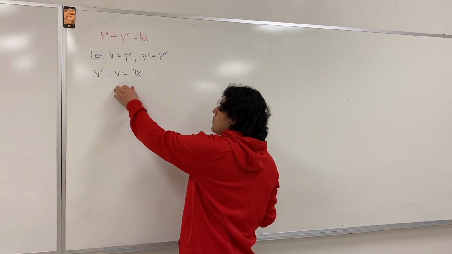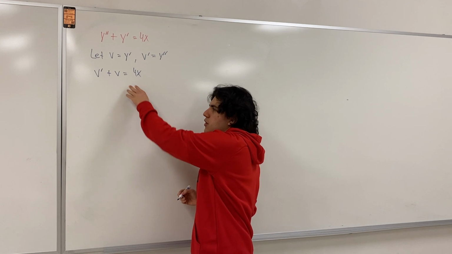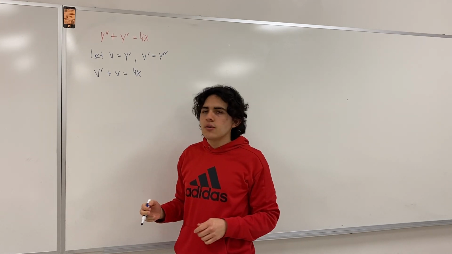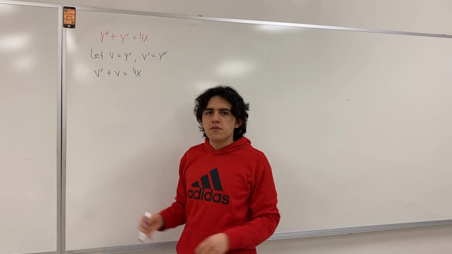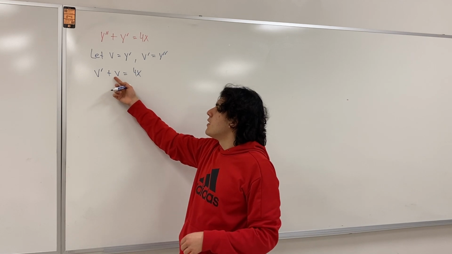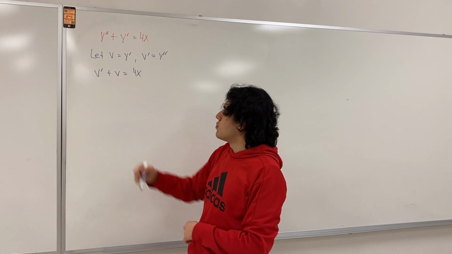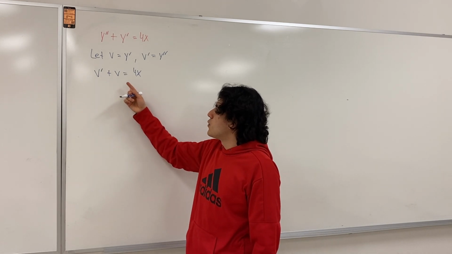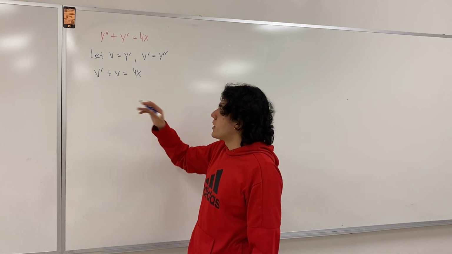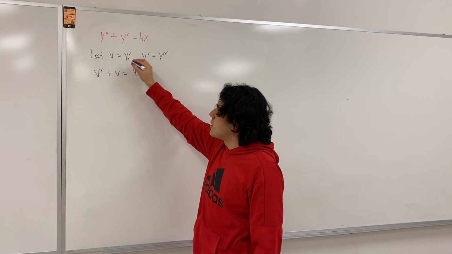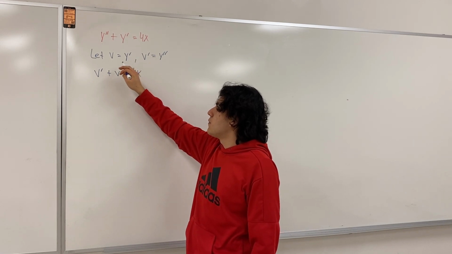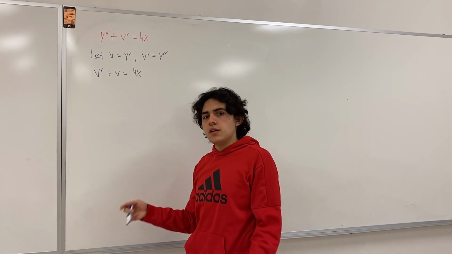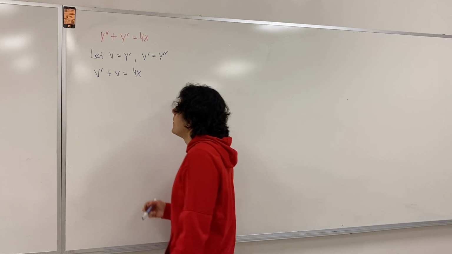I hope you can notice that you can solve this using an integrating factor. You can use this method very simply because we don't even have a p of x function, so it should be very simple. So let's use the method of the integrating factor to find v, and then with v we can integrate that expression to get y, okay? Because if we integrate v, we're going to get back y because v is equal to y prime. Remember.